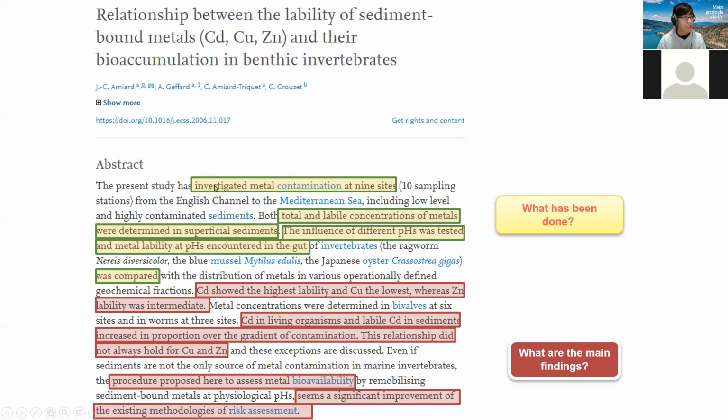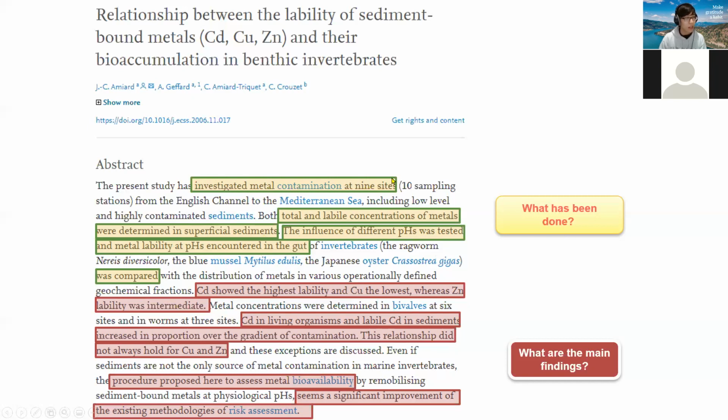So let's digest this. The researchers investigated metal contamination in 9 sites. Okay, so it is about contamination. Both total and labile concentrations of metals are determined in superficial sediments. So I still don't know what that is, but maybe that's a specific subset of a type of metal concentration, right? That's what I'm guessing without Googling. In actuality, I would probably Google that immediately. The influence of different pHs was tested, and metal lability at pHs encountered in the gut was compared. So that's what they're actually looking at in the experiment, right? That's what has been done in this experiment.